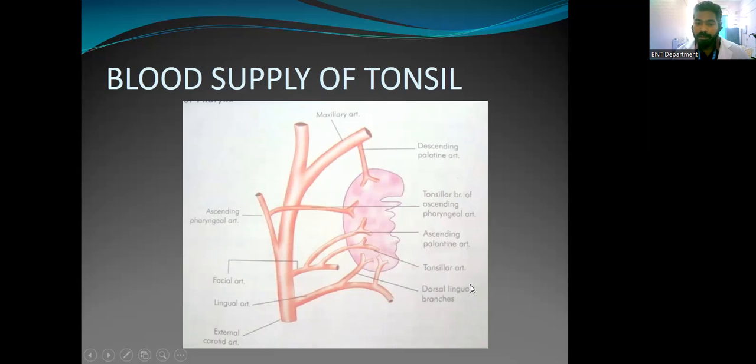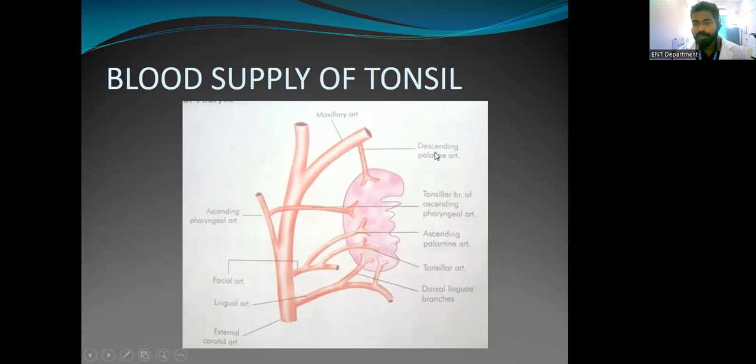So these are the blood supply of the tonsil. The tonsillar artery, like I said, starts with T, is a branch from the facial artery. Then the ascending palatine, which is also a branch from the facial artery. Then you have the ascending pharyngeal artery, a direct branch from the carotid artery, so the tonsillar branch of the ascending pharyngeal artery.